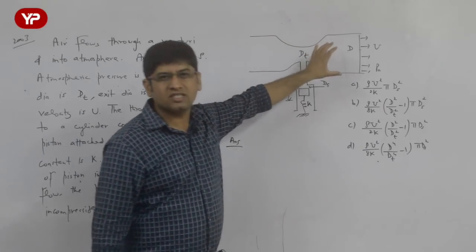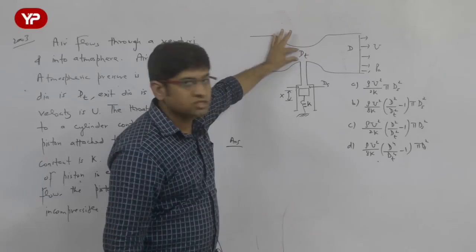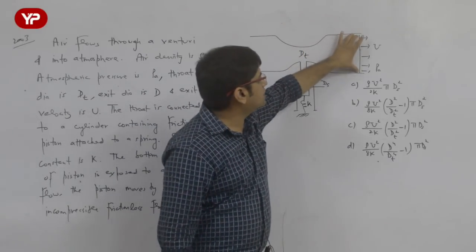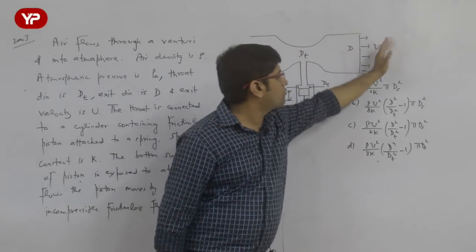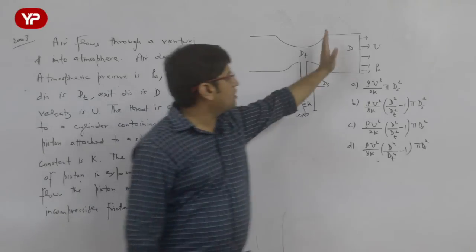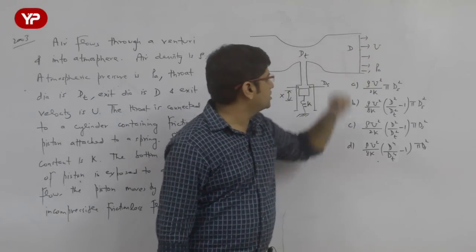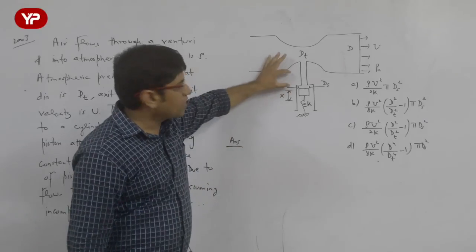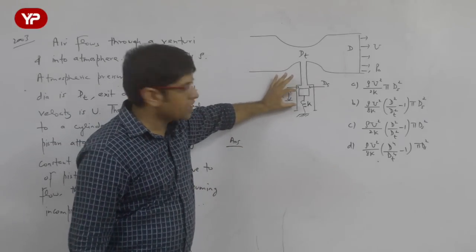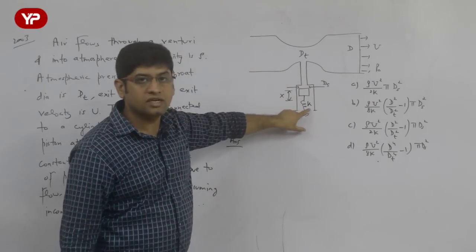This is the venturimeter which is given, and the diameter at the throat is dt, the diameter of the exit is d, and the velocity of flow given is u. That exit velocity is u, exit diameter is d, and then there is a piston mechanism. Piston stiffness constant is K.